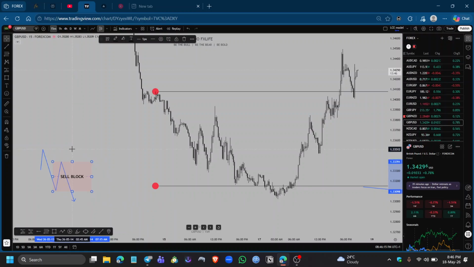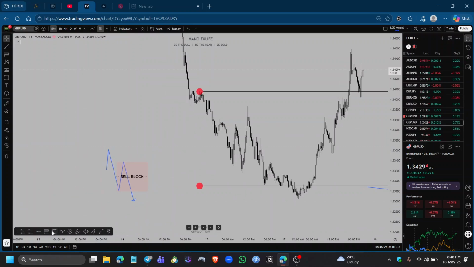Now let me not make it complicated. Very simple. What you are looking for is a break of structure going in the direction of whatever you see happen on the daily time frame. So imagine that you have a daily candle now.